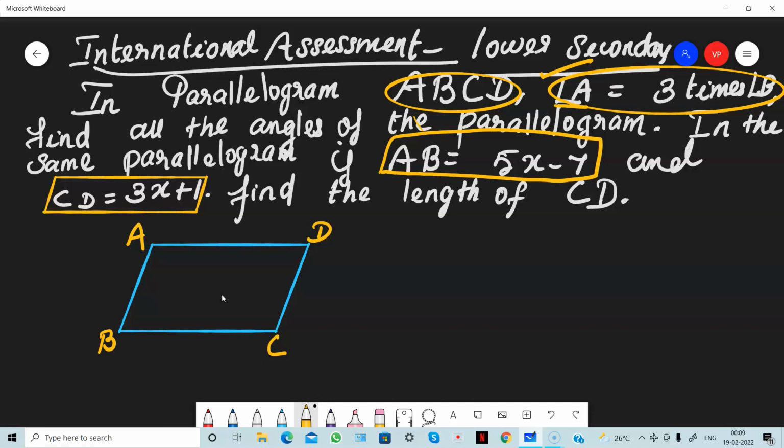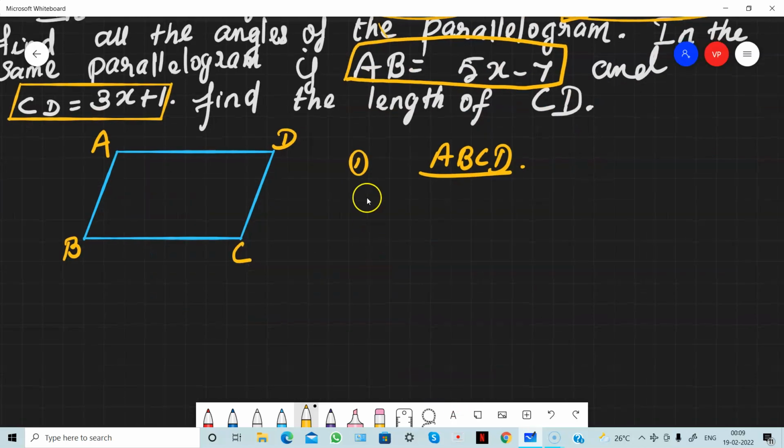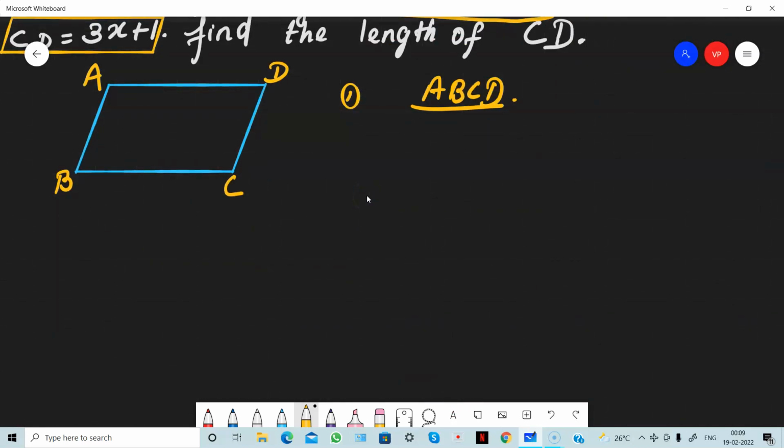So you have two types of questions here. What's our first question? Let me do the first question in yellow color. What is the first clue? ABCD is a parallelogram. Do you know all the properties of a parallelogram? Shall we recall the properties? The first property: opposite sides are equal and parallel.